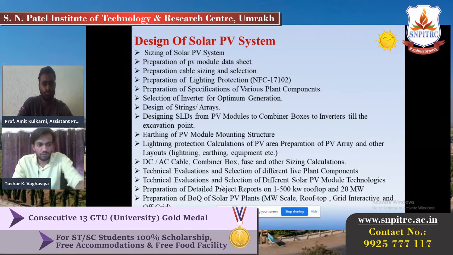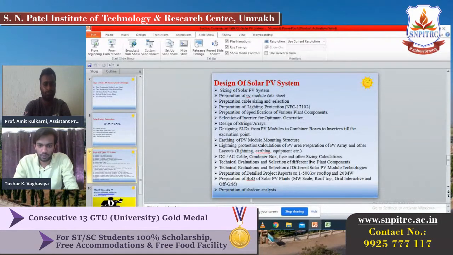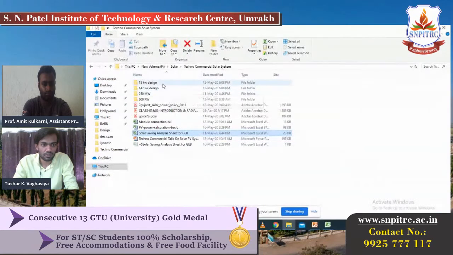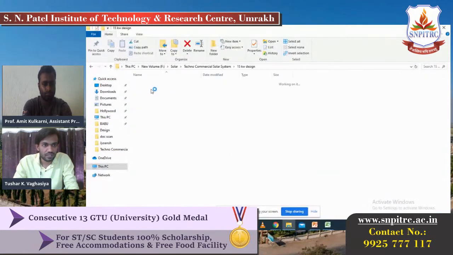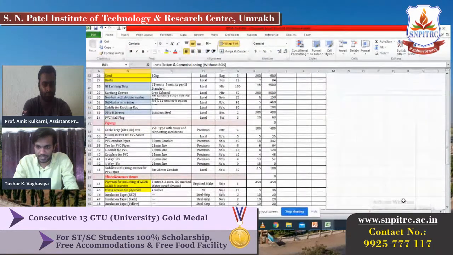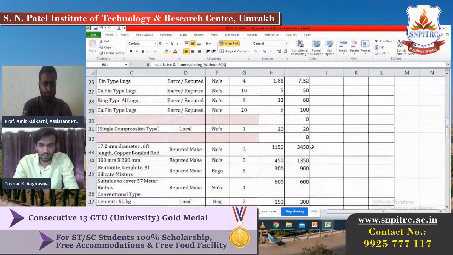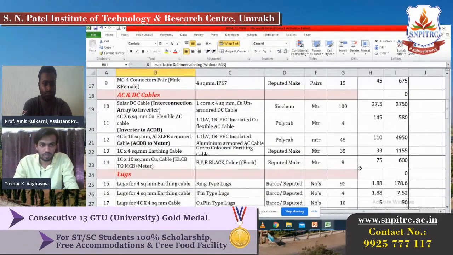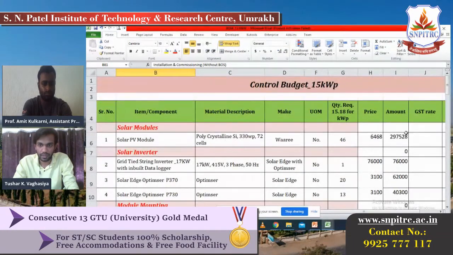Let me show you some of the BOQs of the solar power plants I designed. Here is the BOQ for a 15 kilowatt solar power plant. I designed it for a commercial sector, one of the commercial sectors of Mumbai.